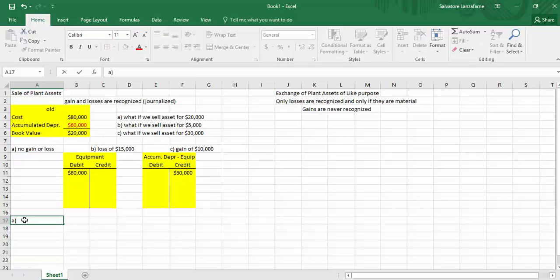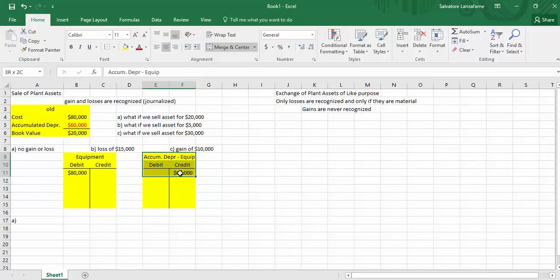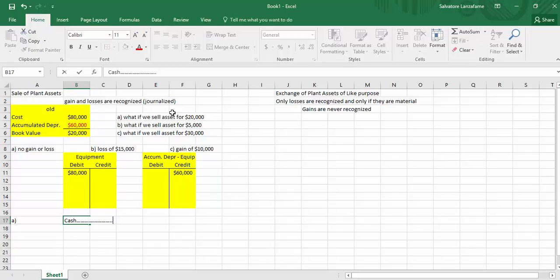Now keep in mind, we're selling our assets, so that means the equipment has to go away, and so does the accumulated depreciation because we don't have it anymore. We're selling it. Okay? So the journal entry would be as follows. You're going to debit cash because we are collecting $20,000 in scenario A.